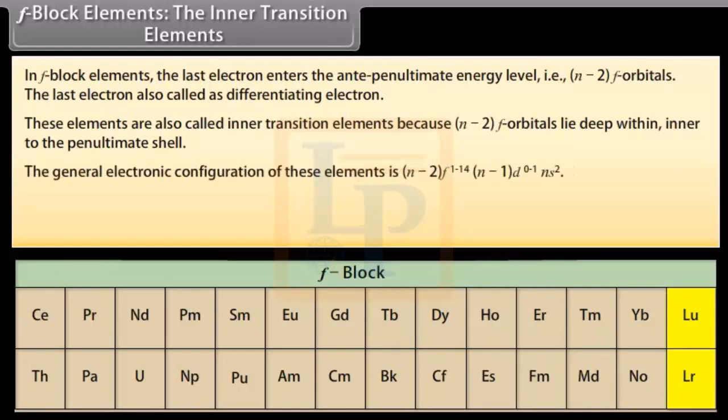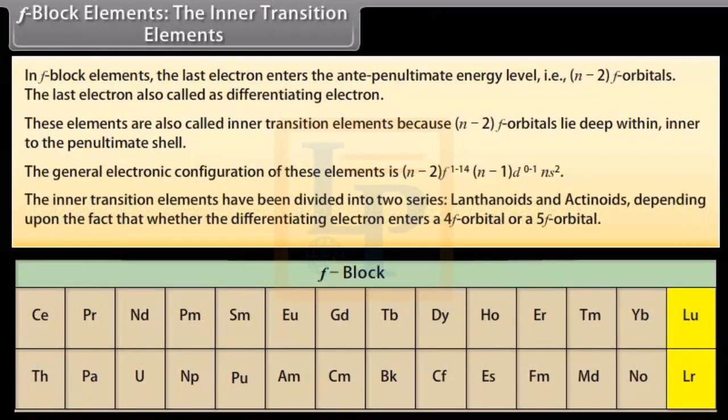The general electronic configuration of these elements is (n-2)f1 to 14, (n-1)d0 to 1, ns2. The inner transition elements have been divided into two series, lanthanoids and actinoids, depending upon the fact that whether the differentiating electron enters a 4f orbital or a 5f orbital.